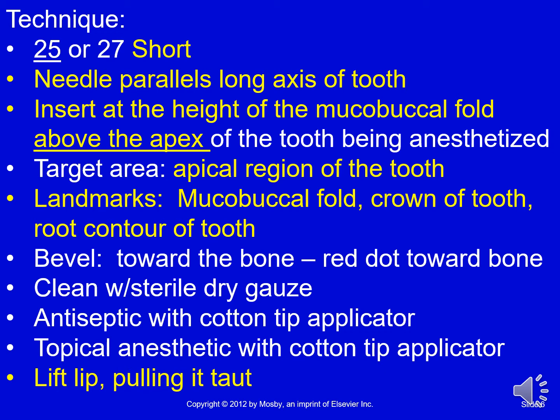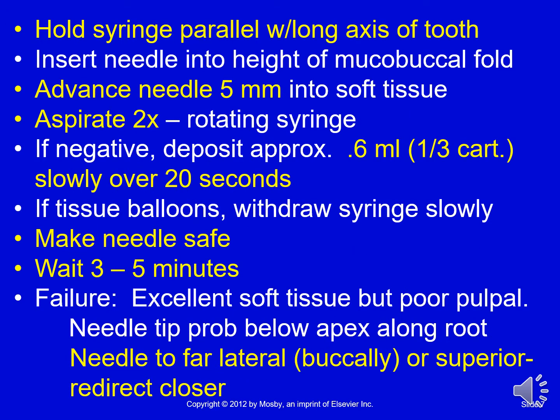Sometimes a root can be really bulbous and kind of bulging out, and you can't get the barrel of your syringe in between that and the lip, so you have to kind of come from the side. So it's important to know the root contour. The bevel always goes toward the bone. The red dot is toward the bone, in other words. Then everything else is pretty much the same as a basic injection. This one, you're going to hold the syringe parallel with the long axis of the tooth. Insert at the height of the mucobuccal fold. You're going to advance 5 millimeters into the soft tissue.